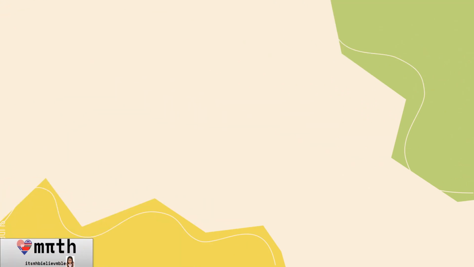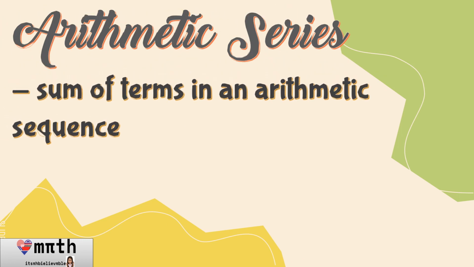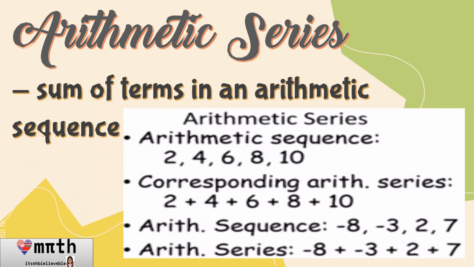The problem that we had a while ago is very related to today's lesson, which is about arithmetic series. By definition, it is the sum of the terms in an arithmetic sequence. Example, if we had an arithmetic sequence which is 2, 4, 6, 8, and 10, the corresponding arithmetic series for that would be 2 plus 4 plus 6 plus 8 plus 10. You just simply add the terms in order for us to get the arithmetic series.